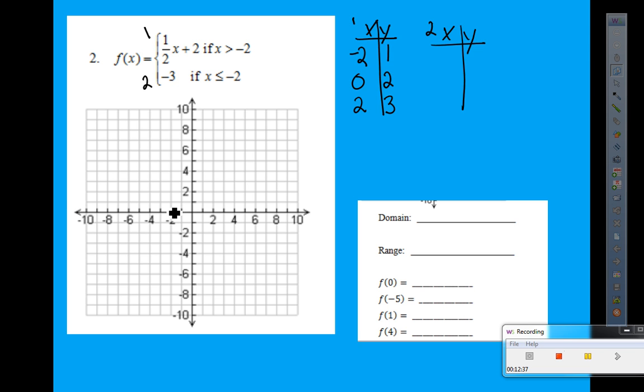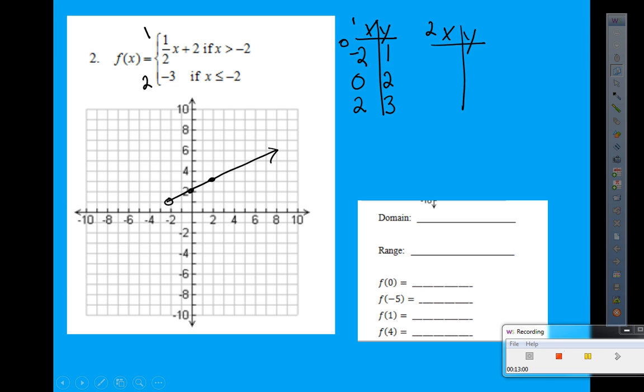So I've got negative 2, 1. And remember, this is an open dot because it's just greater than. So I got negative 2, 1. I've got 0, 2, and 2, 3. Connect those dots, and there's what your first piece should look like. That's what your first piece will look like.